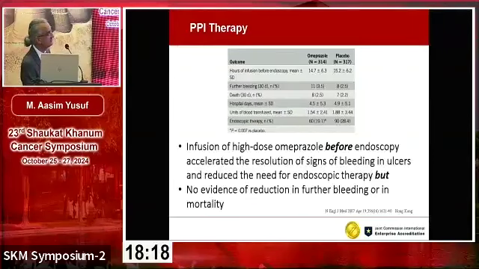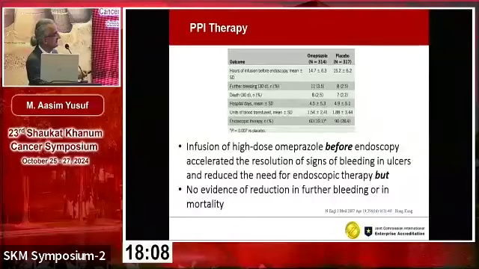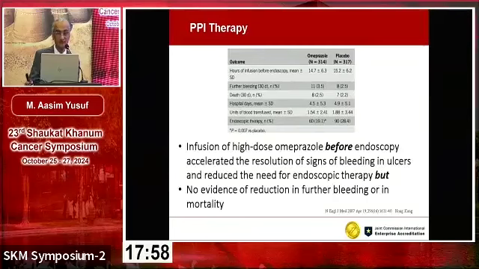It was shown that infusion of high-dose omeprazole before endoscopy accelerated the resolution of signs of bleeding in ulcers and reduced the need for endoscopic therapy, and that was statistically significant. So 60 in the omeprazole group and 90 in the placebo group. And that was a statistically significant p-value, but there was no evidence of reduction in further bleeding or in mortality. So again, giving a PPI infusion prior to endoscopy may result in earlier resolution of the signs of bleeding and the requirement for endoscopic treatments, but doesn't affect further bleeding or mortality.